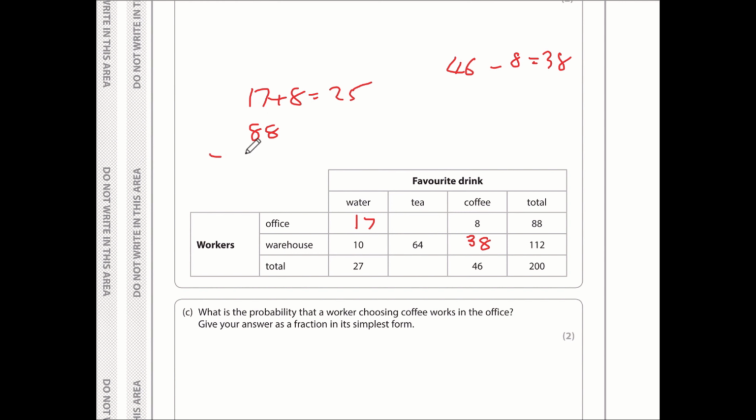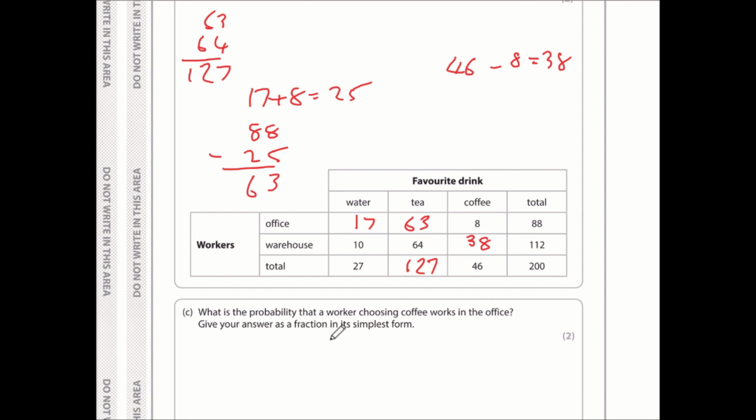88 minus 25: 8 minus 5 is 3, 8 take away 2 is 6, so T is 63. So the total for T is 63 plus 64, which is 127. When I put in this final number here, so I've worked this out by going down the column, I'll just double check going along this row that I get 200. Is 127 plus 27 plus 46 200? And you'll find it is.